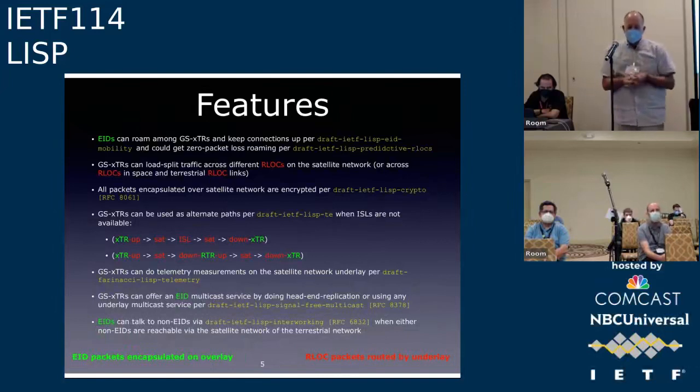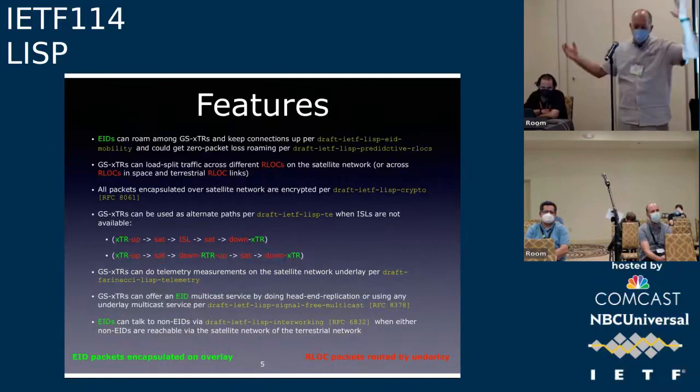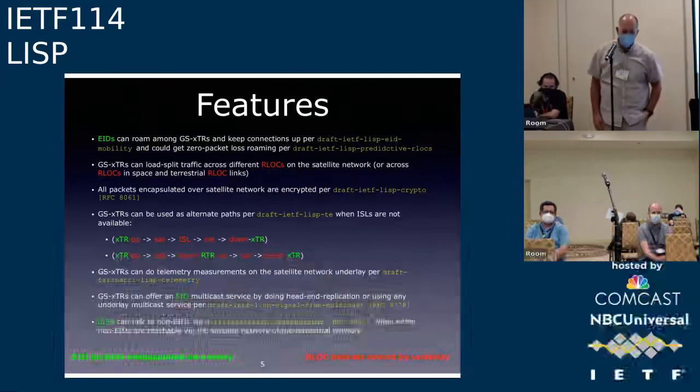Also, the ground station XTRs can load split traffic across different RLOCs on the satellite network, or across RLOCs where one could be up in space and one could be terrestrial on the ground as well. And of course, all the packets can be LISP crypto'd as well. So if they go up to space and you don't want anybody to snoop on them, even though the Russians are leaving the space center now, you could encrypt the packets.